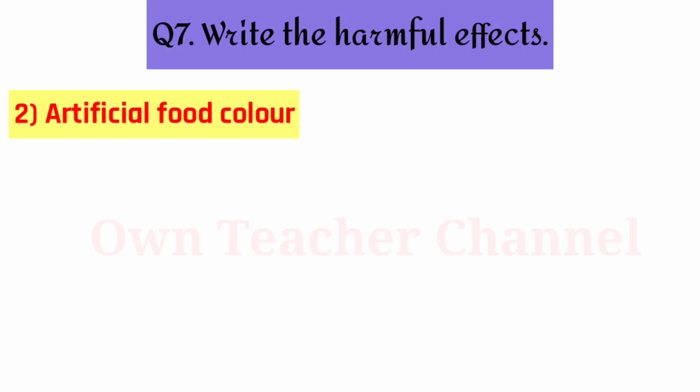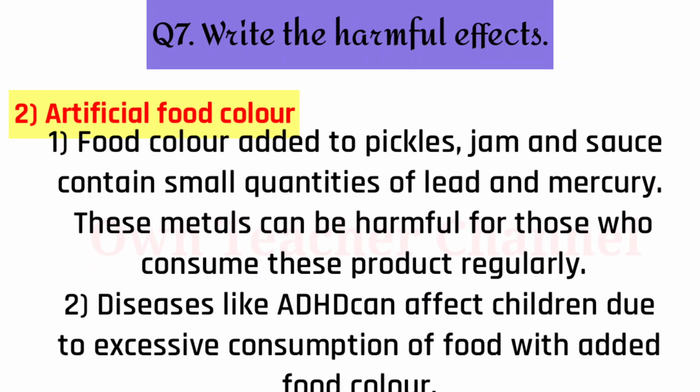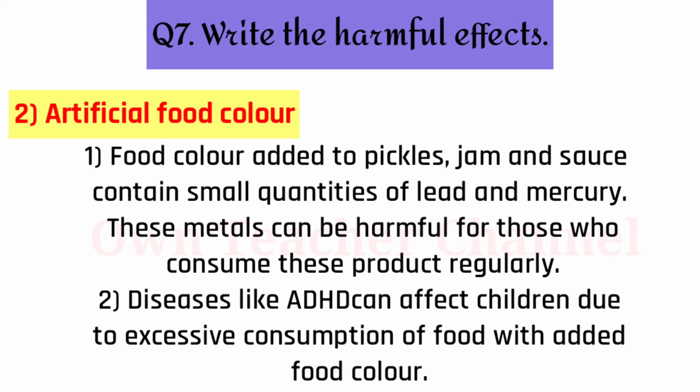2. Artificial food color. 1. Food color added to pickle, jam and sauce contains small quantities of lead and mercury. These metals can be harmful for those who consume these products regularly. 2. Diseases like ADHD can affect children due to excessive consumption of food with added food color.